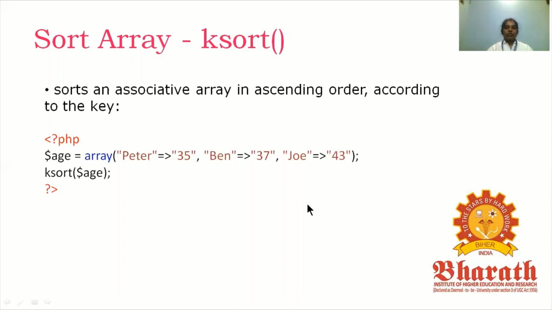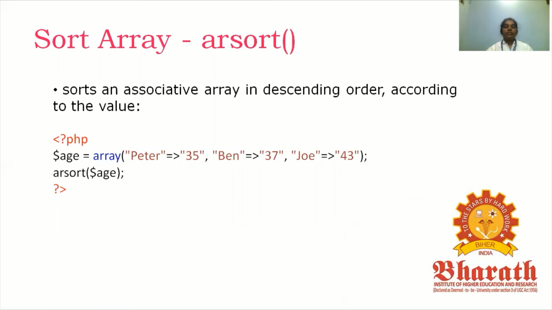Then the next one is ksort. ksort means key: according to the key, it arranges the values. It is based on the key only. What are the keys? Peter, Ben, Joe. These are all the keys. So it arranges them and displays Ben 37, then Joe 43, then Peter 35.